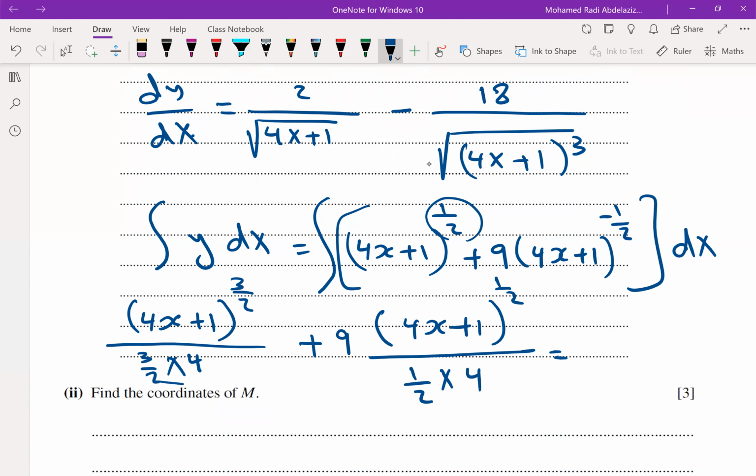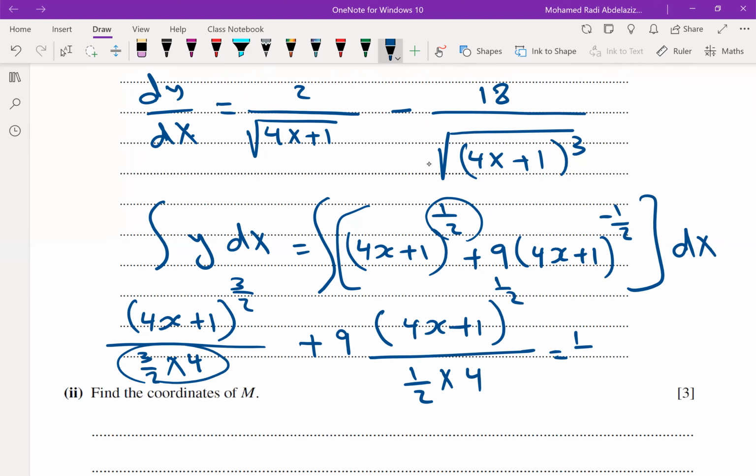You can simplify the first part. If you simplify this, you will get 1 over 6 multiplied by (4x + 1) all to the power of 3 over 2. And the second part, half of 4 is 2, so you will get 9 divided by 2, (4x + 1) all to the power of half. This is the first part, integrate and differentiate.